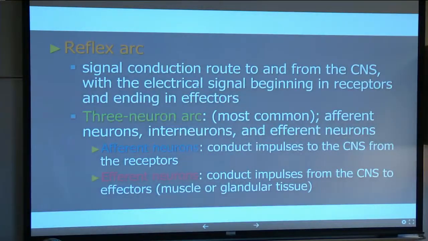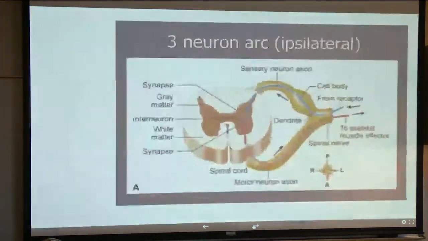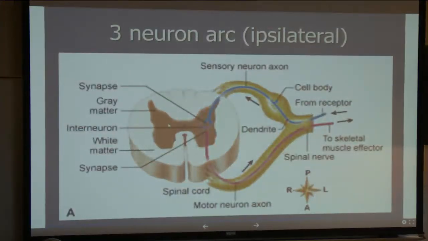So reflex arc, once again, is just what we drew on the board. Your most common type is a 3-neuron reflex arc, where we had our afferent, our sensory, and then our interneuron, only in the CNS, and then our efferents, our outgoing, our motor. This picture right here shows a 3-neuron reflex arc. There's a lot of things I need to explain with this picture.